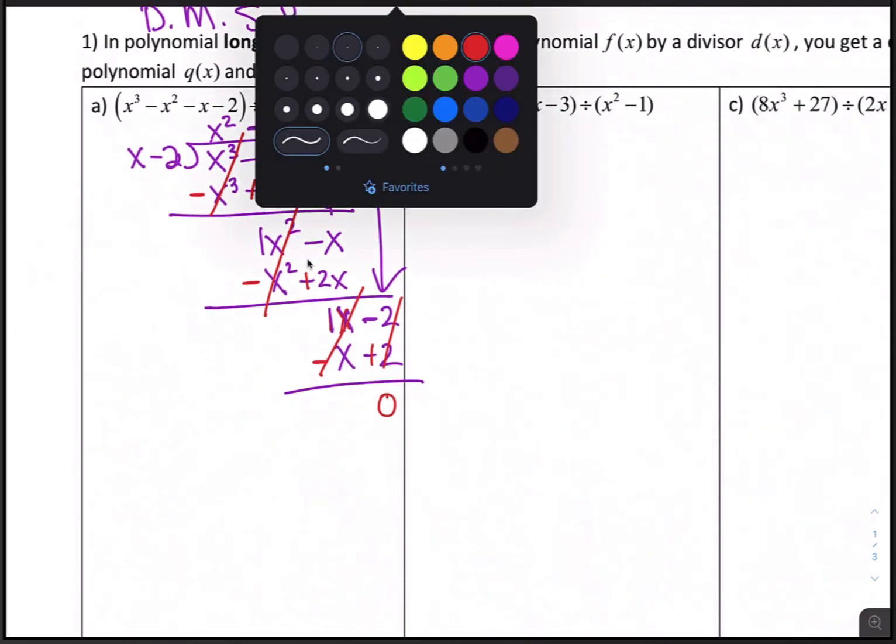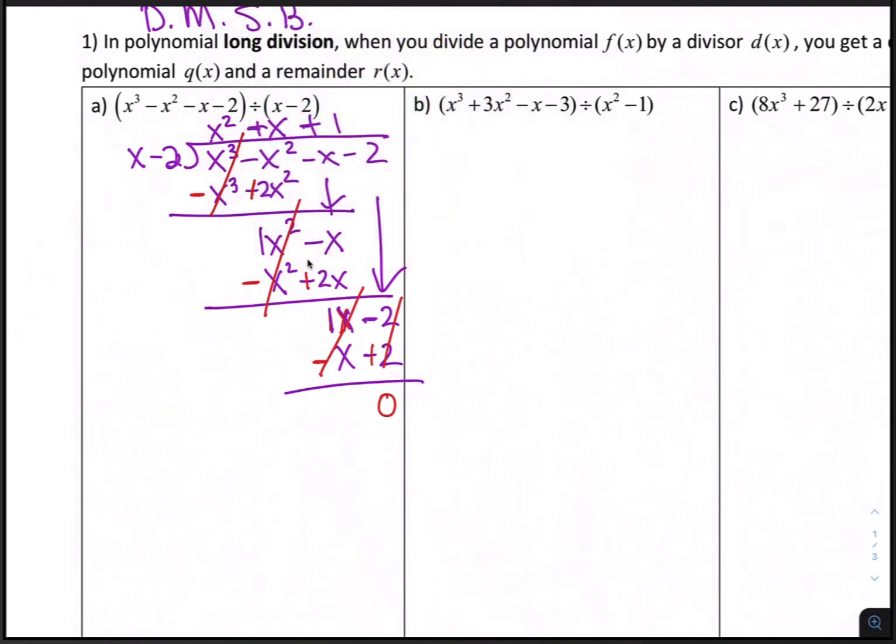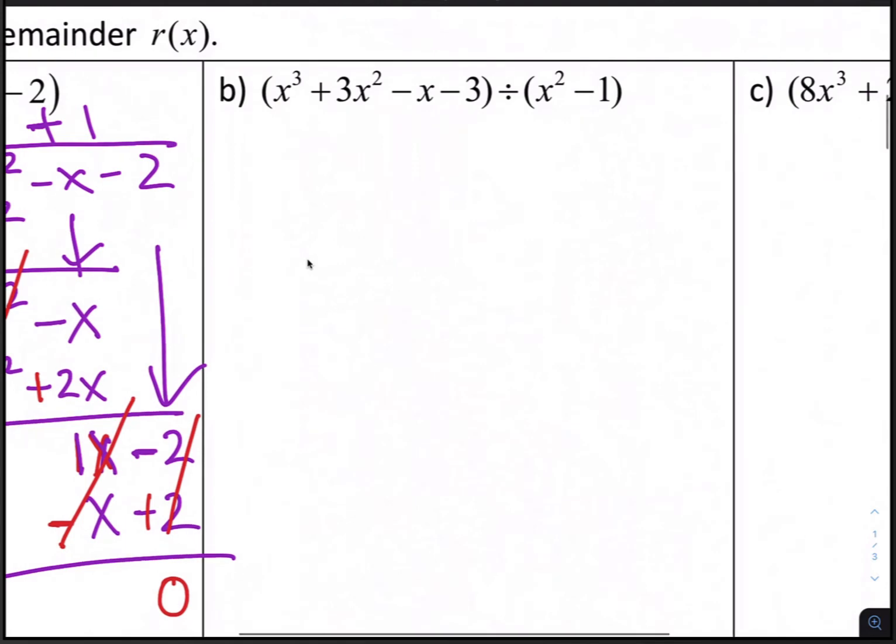And so our answer, our quotient, is what we have here at the top, and that is x squared plus x plus 1 with a remainder of 0, which we will leave out. Okay, so that is our solution. All right, let's go on to part B. Our divisor is x squared minus 1, and let's put in our dividend.